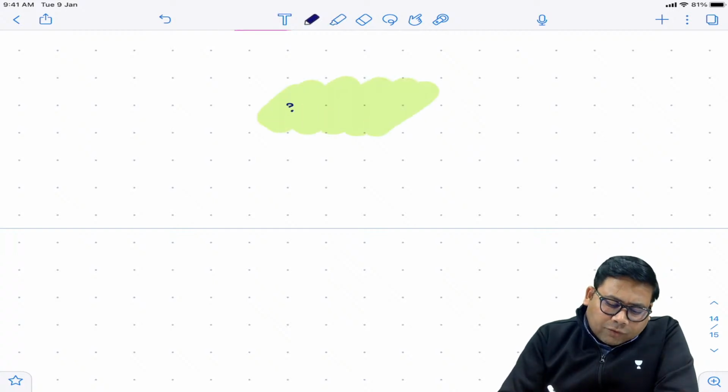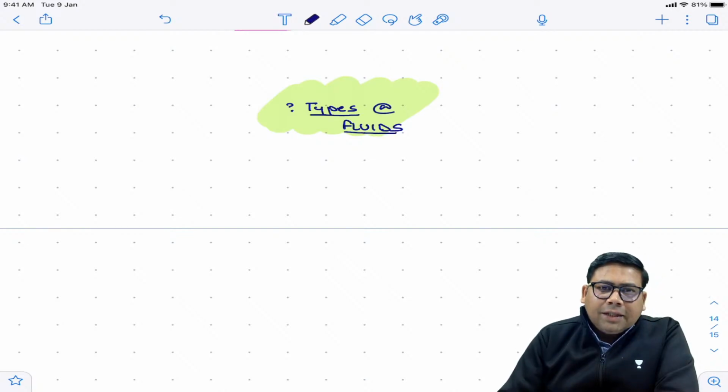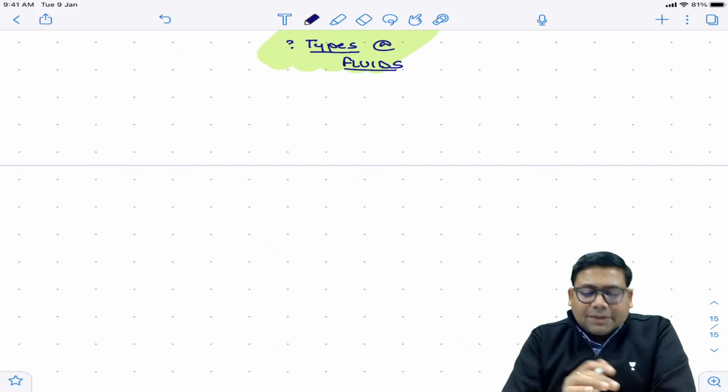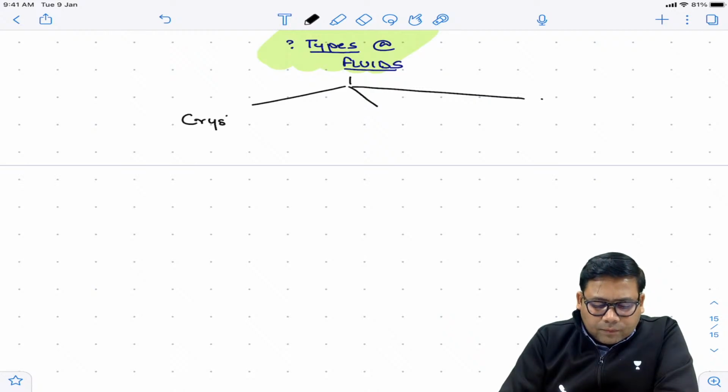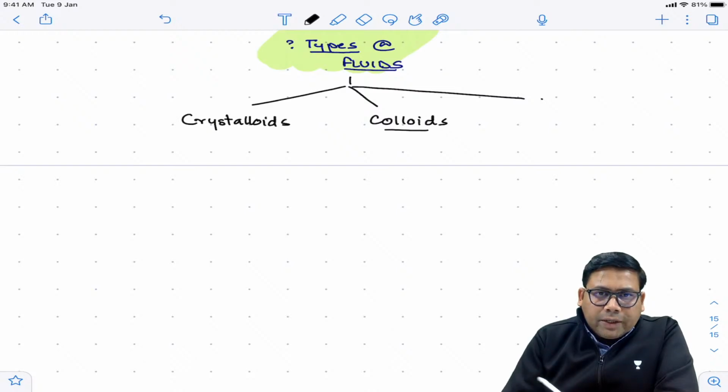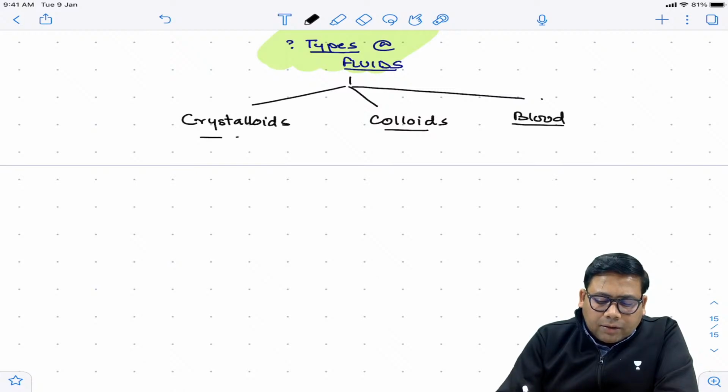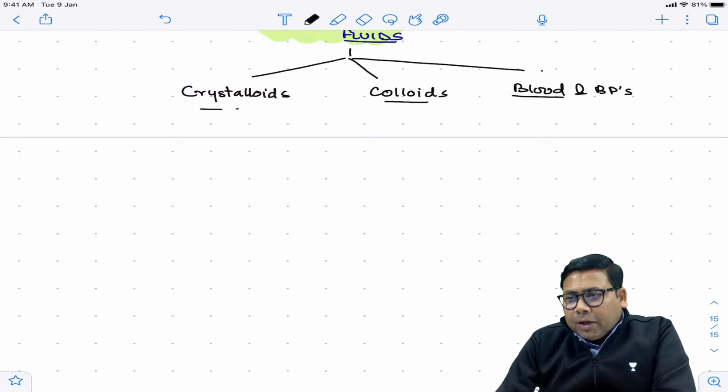Now, what about the choice of the fluid? When you talk about the types of fluid, what are the types of fluids that we know? There are three classical types of fluids that we have: crystalloids, colloids, and blood and blood products. So crystalloid, colloid, and blood products.